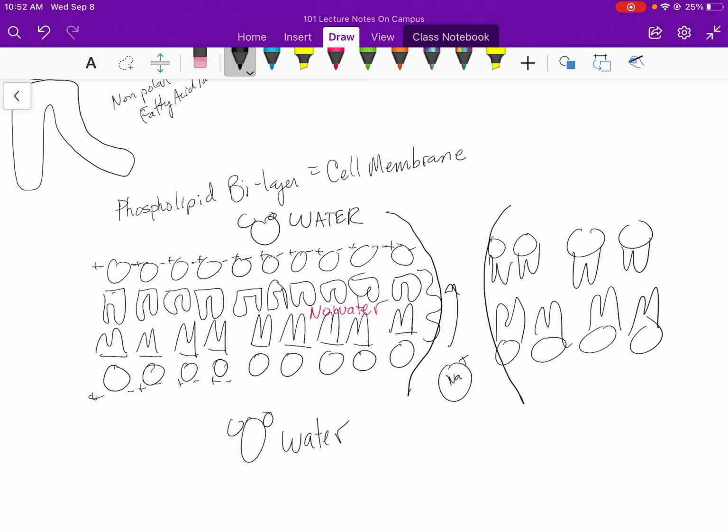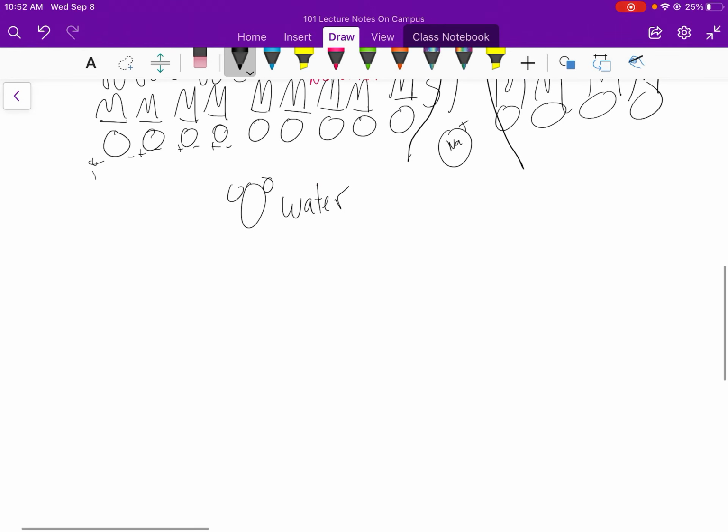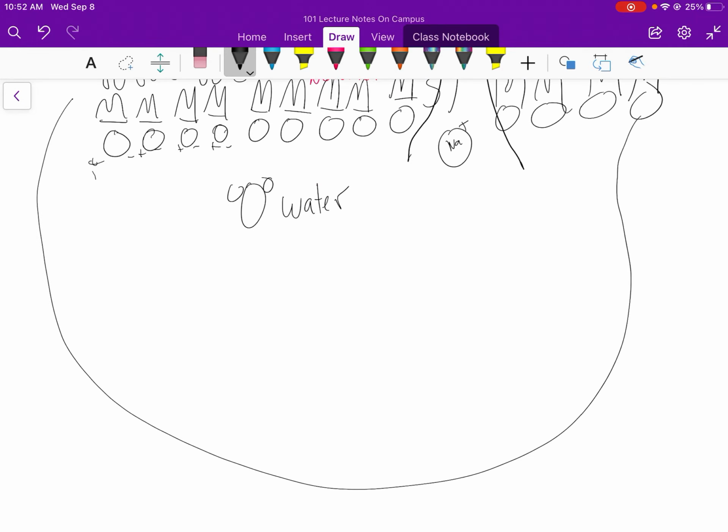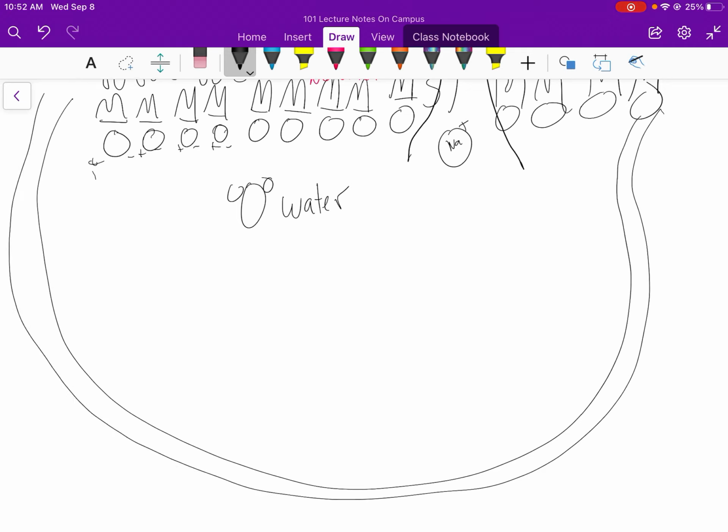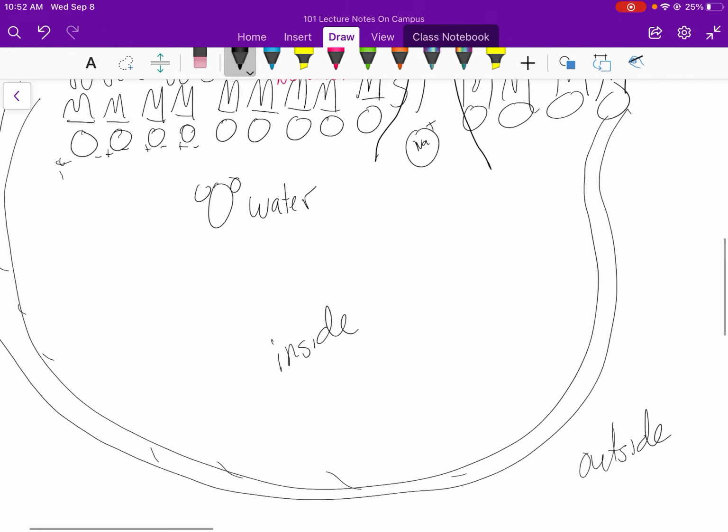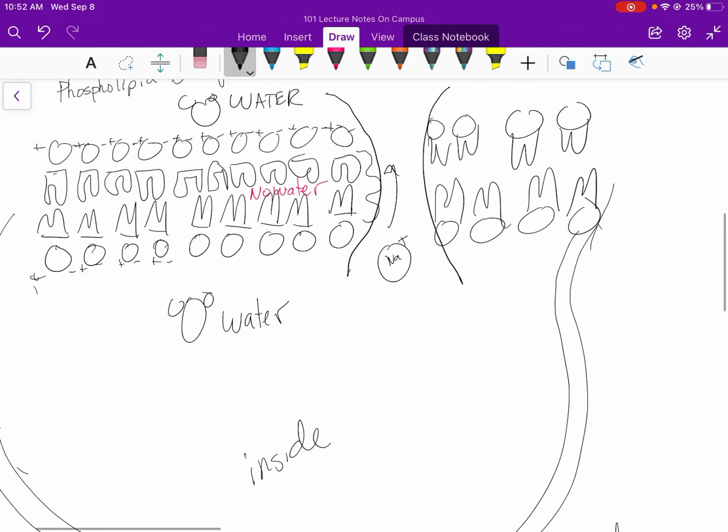So that's the cell membrane. And you can imagine it wrapping around a cell. Whoop! You know, it made this membrane like we just saw here. Okay, and this is the inside. And this is the outside. Right? That's pretty awesome. That's my cell membrane.